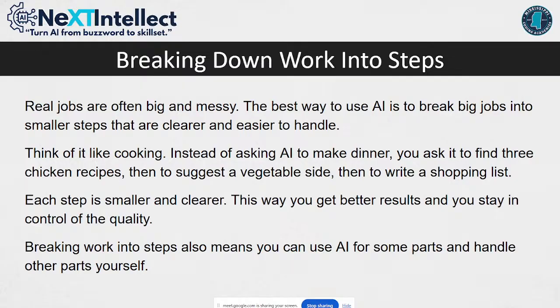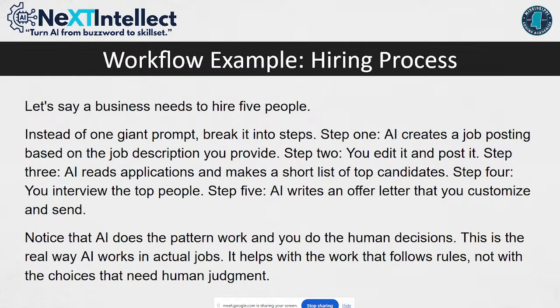Instead of asking AI to make dinner, you ask it to find 3 chicken recipes, then to suggest a vegetable side, then to write a shopping list. Each step is smaller and clearer. This way you get better results and you stay in control of the quality. Breaking work into steps also means you could use AI for some parts and handle other parts yourself.